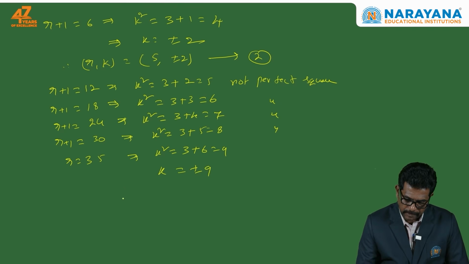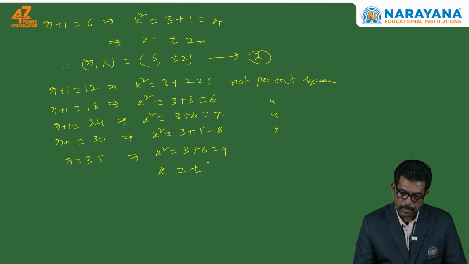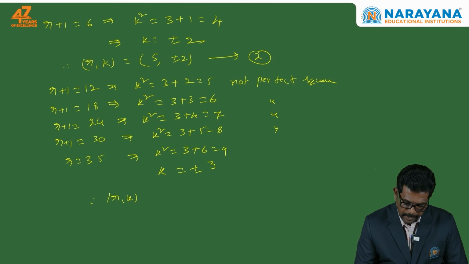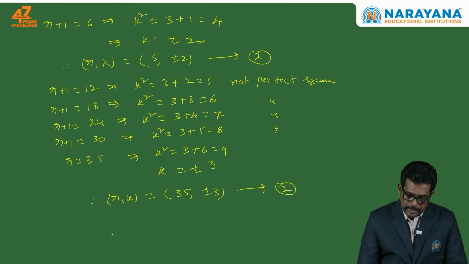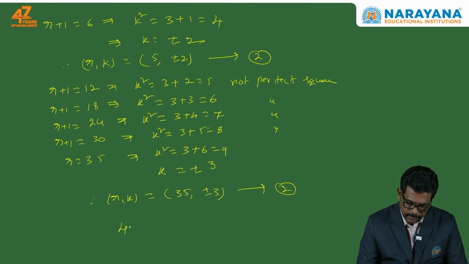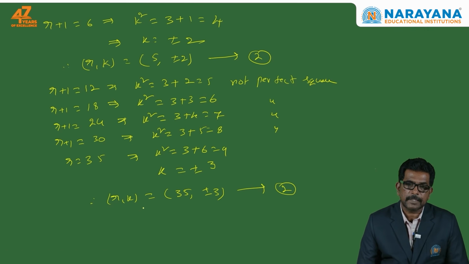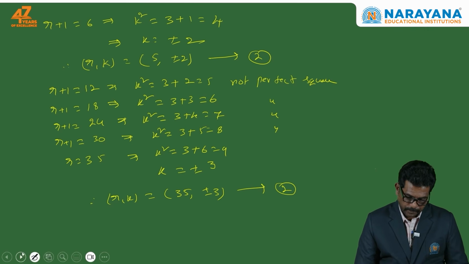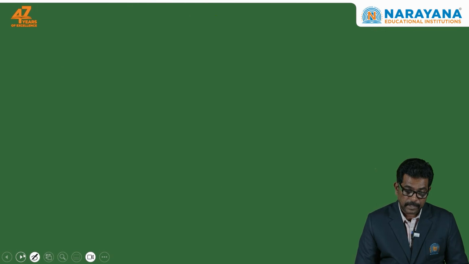k is equal to plus or minus 3. Therefore, (r, k) is equal to, the possibilities are (35, plus 3) and (35, minus 3). In this case, 2 elements. Therefore, S has total 4 elements. Total number of elements are 4. Next one.